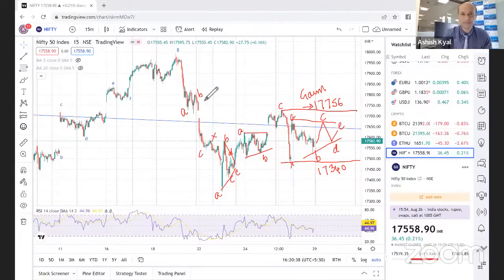Is it clear? Am I making sense? So it looks like the market movement is sideways for now, as long as 17,340 is intact. If 17,340 breaks, then we can expect a crash. So the Nifty path ahead, I have just shown you from here.